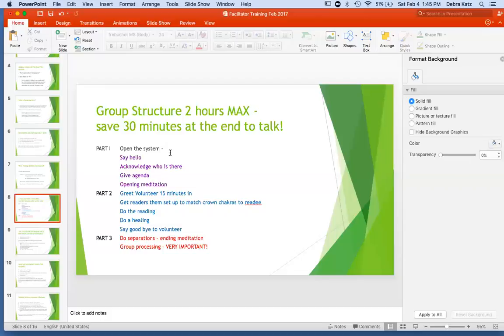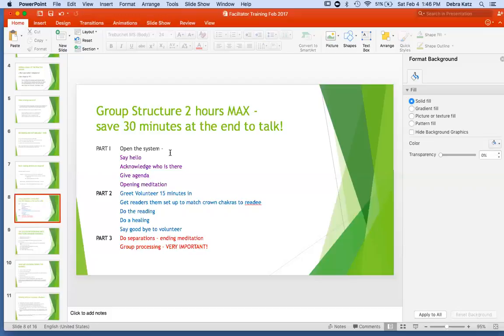And if anyone says they're brand new, then you might want to go over the structure of how things are going to run that day. If they've all been in there before, not so necessary. But you want to make sure you leave time for an opening meditation before the volunteer gets there.